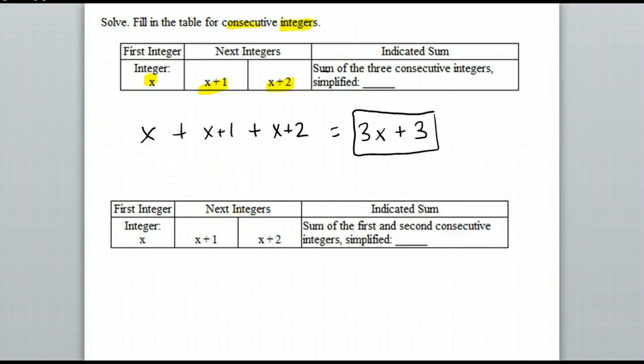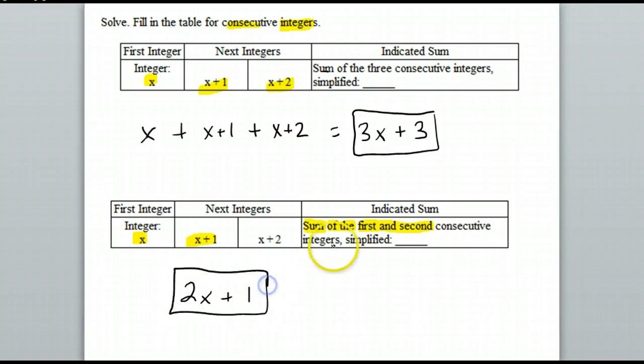Now, the reason why I'm showing you this other one is because you have to be careful what you're looking at. You're not always doing the same thing. Sum of the first and second. It doesn't want all 3. It just wants the first and second. So you have to be careful. This is giving you 3, but it only wants this one and this one. If I add these two together, I get x plus x is 2x plus 1. So just make sure you're paying attention to what they're asking you to find in this last box.